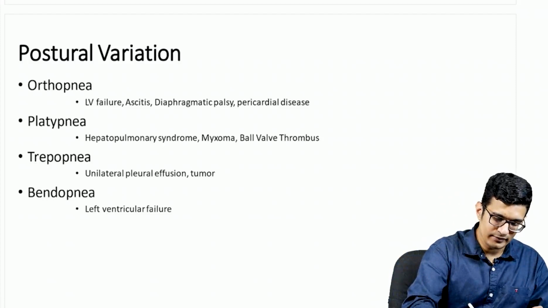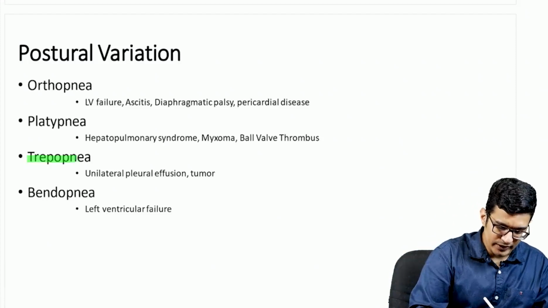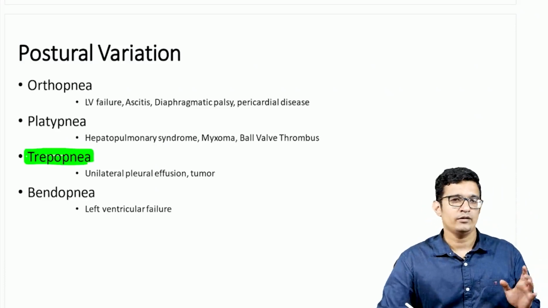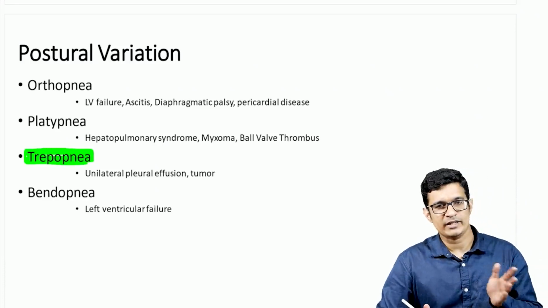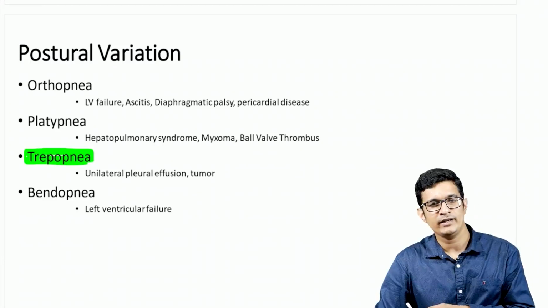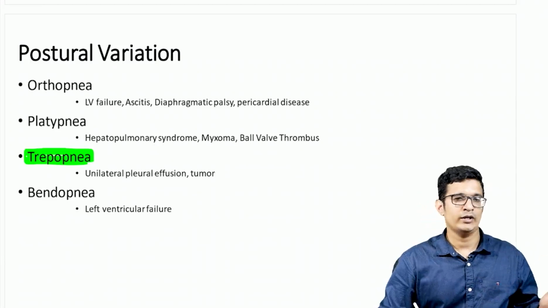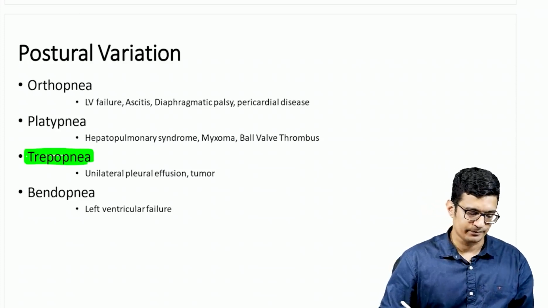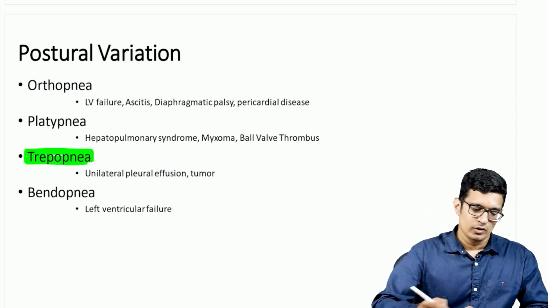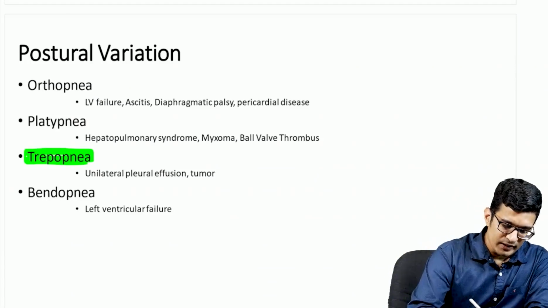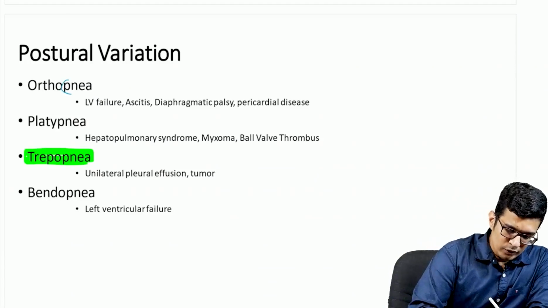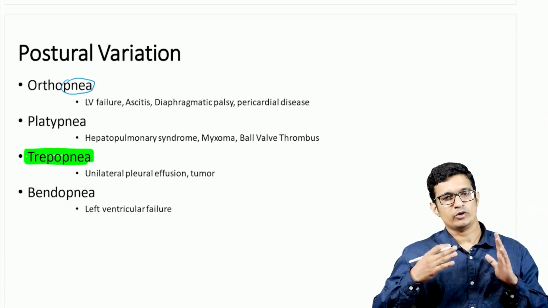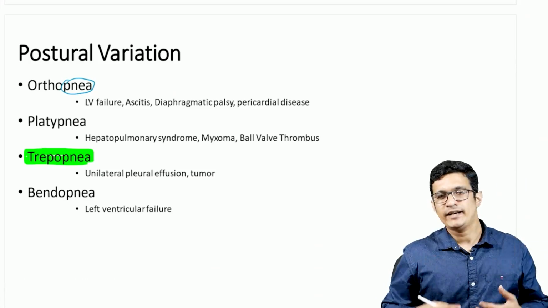Such a breathlessness is what we call as trepopnea. So trepopnea is breathlessness on lying to one side of the body. That is, breathlessness increases on lying to the right side, breathlessness decreases on lying to the right side. They all basically indicate that the patient has trepopnea. Now, pnea means breathing. So orthopnea means the patient is able to breathe in the ortho position. Now the ortho position is the standing position.